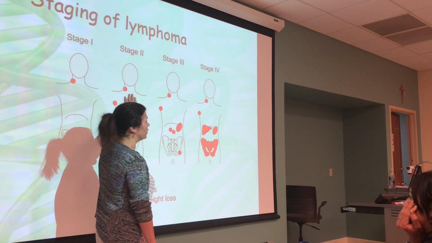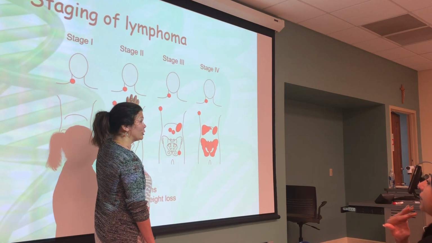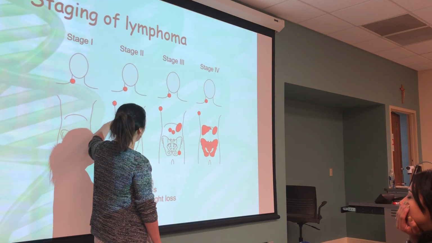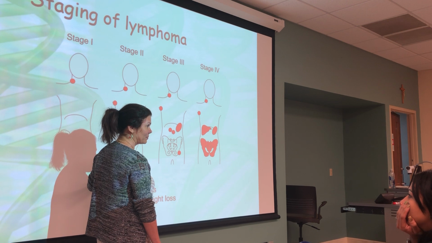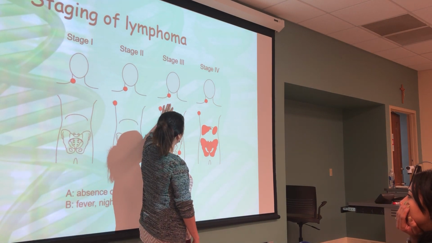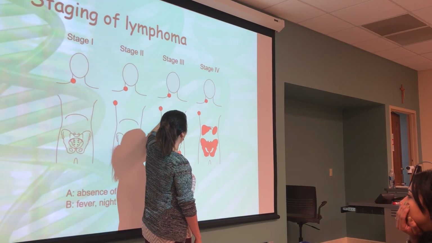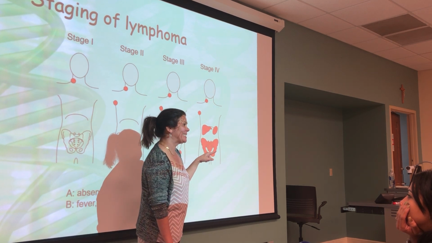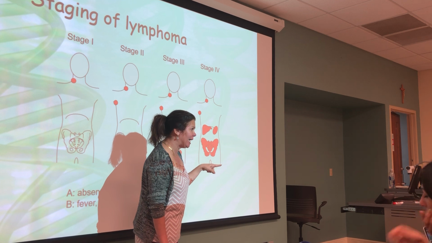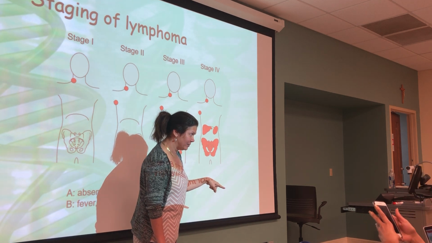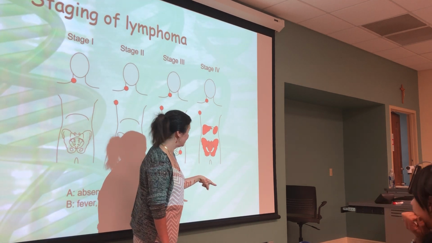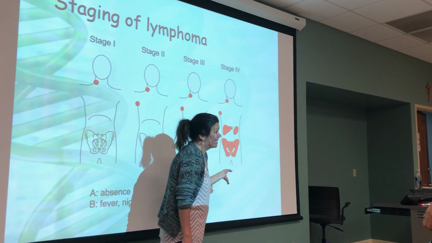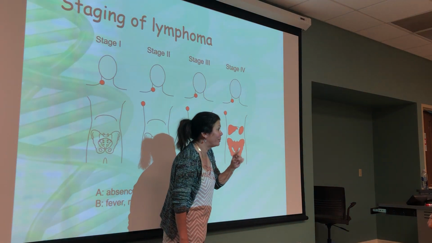What about if you have 3 here, 4? Still stage 2. Still stage 2. Because you don't have anything below the diaphragm. Stage 3, you have above and below, but there's no metastases to the organs. What do you know, you're lighting up the spleen? You can have splenomegaly, but that doesn't mean you have cancer in the spleen.